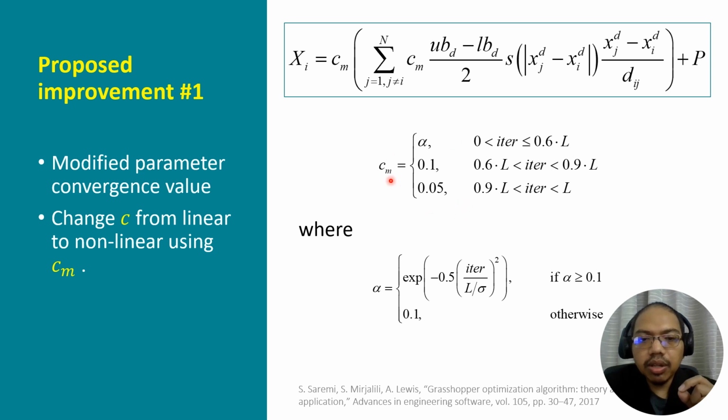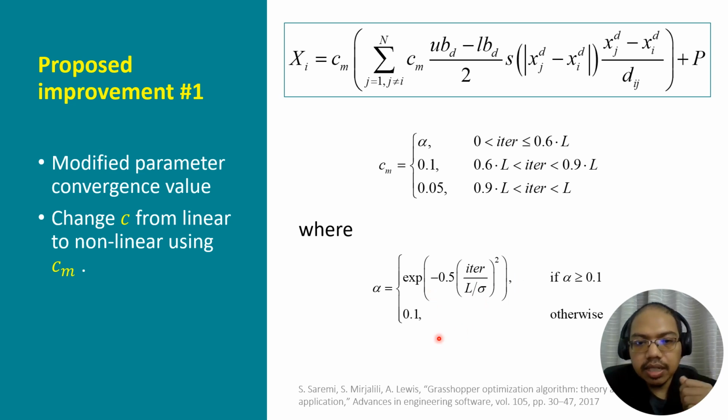We can simply determine the value of C based on a certain percentage of the iteration. Meaning, let's say we have 100 iterations, right? Around 0 to 0.6 of our total iteration, we are going to set the value equal to alpha. Okay, alpha can be calculated by using this equation, whereby alpha is exponential of negative 0.5 times eta divided by L, divided by sigma squared, right?